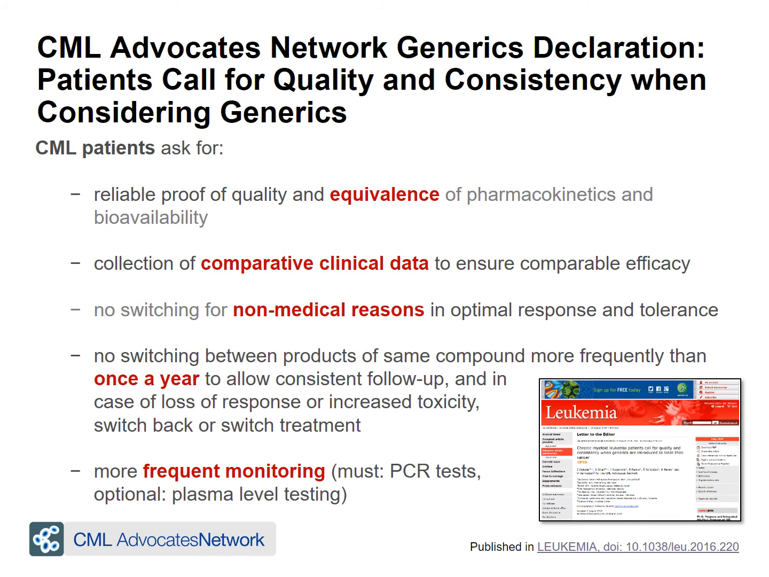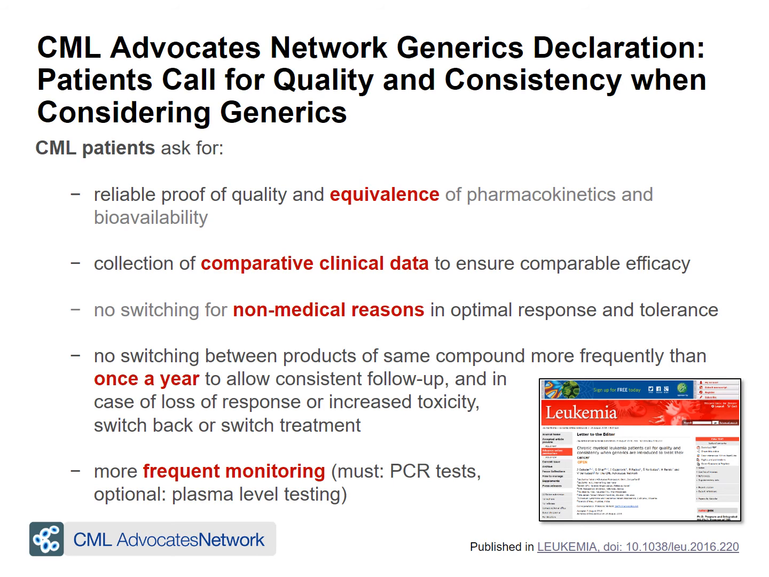We said there should be no switching for non-medical reasons in optimal response and tolerance. So when patients are on one drug, one TKI, one imatinib, and they respond optimally and they tolerate it well, there should be no reason, for example, commercial or cost reasons, to put them on another product. There should be no switching between products of the same compound more frequently than once in a year to allow consistent follow-up, because how can you track whether there's a problem if the switch between products of the same active compound happens every 3 months?